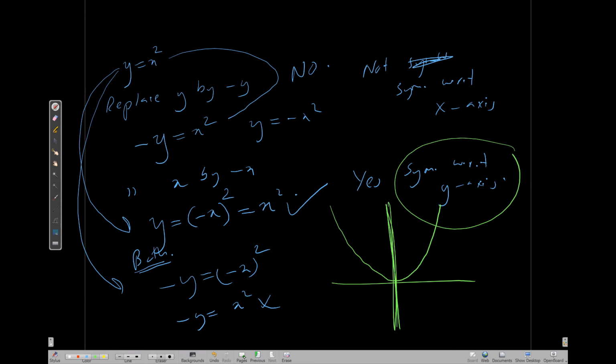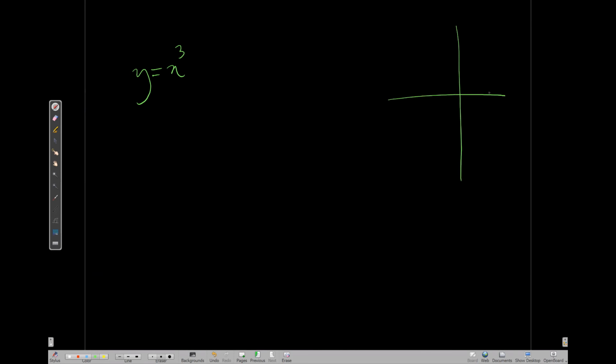Now let's see another example. y equals x cubed. Now we learned the shape of this graph. Can you guys remember? Well, it looked like this.